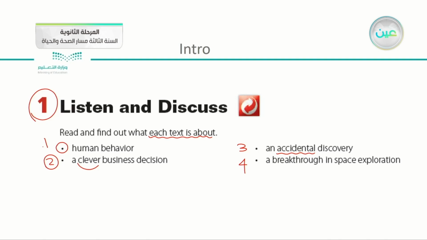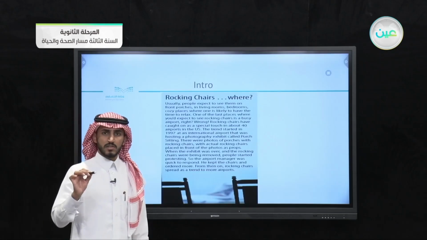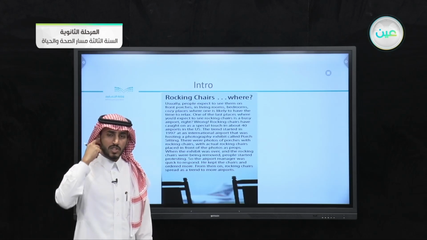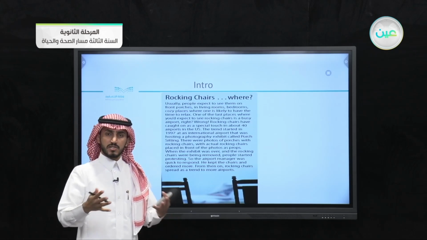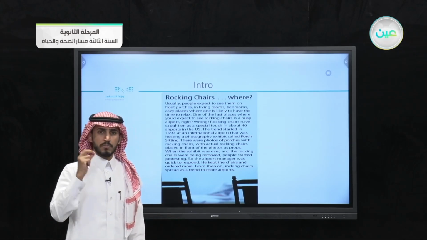So we have 4. Number 1, human behavior. Number 2, clever business decision. Number 3, accidental discovery. Number 4, breakthrough in space exploration. Now we are going to listen to the first one, which is rocking chairs. Make sure to pick up your pens, underline the new words and the difficult ones. Try to understand their meanings from within the context and to know how to pronounce them properly.